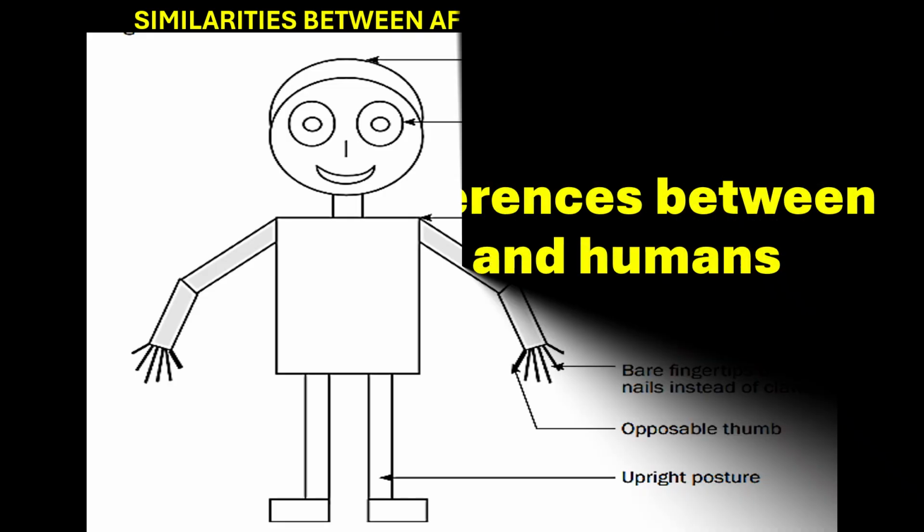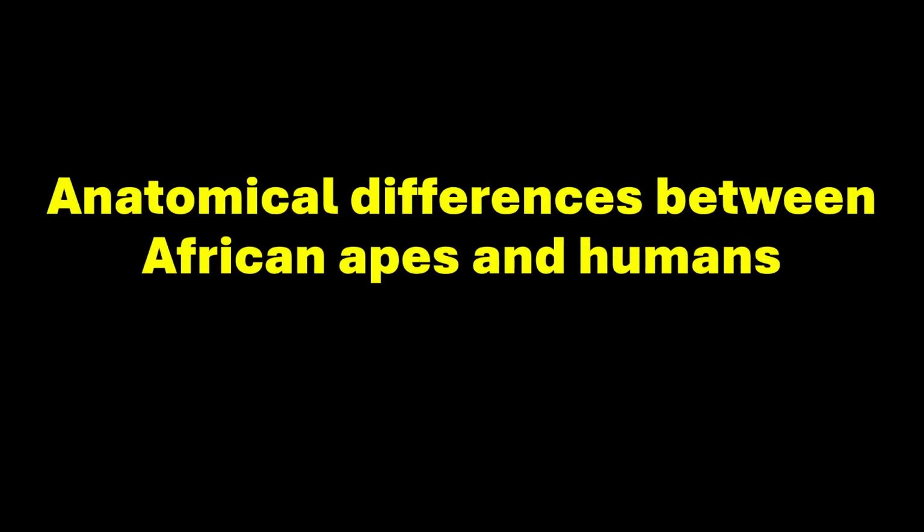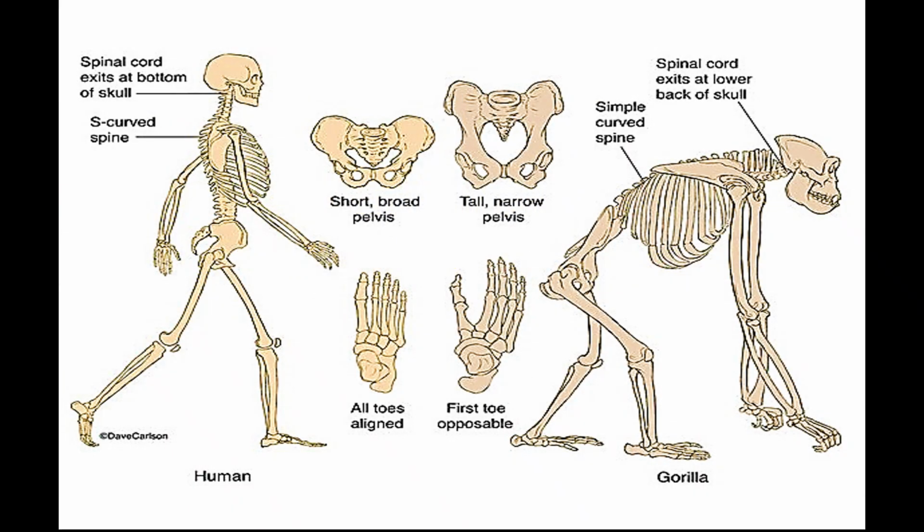All right, after looking at the similarities, now we have to look at our differences, the anatomical differences between African apes and humans. Remember, we need evidence to support this. We need fossil evidence. That's the only thing you can use in your defense. So what are some of the evidence that are actually outlined?